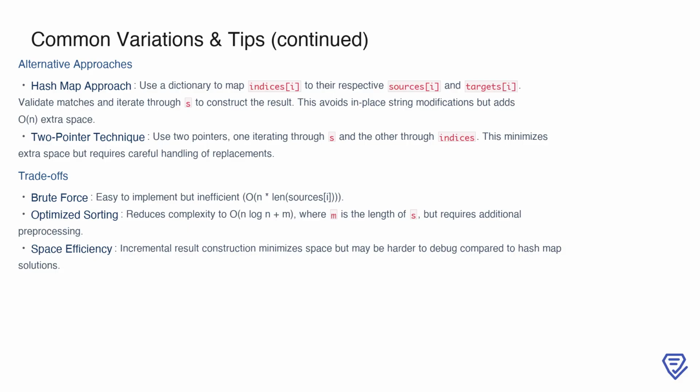A brute force approach, though easy to implement, can be inefficient, especially if the length of sources[i] is large. On the other hand, optimized sorting reduces complexity by sorting indices and processing replacements efficiently, but it requires extra pre-processing. Finally, while constructing the result string incrementally is space efficient, it can be more challenging to debug compared to hash map-based solutions. The choice of approach often depends on the constraints and priorities of your specific implementation.